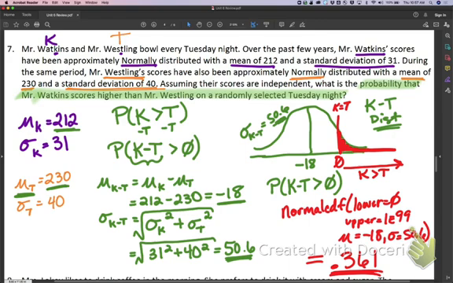Now, I am going to tell you guys to put a big giant star next to this one because there is one extremely similar to this on your test tomorrow.